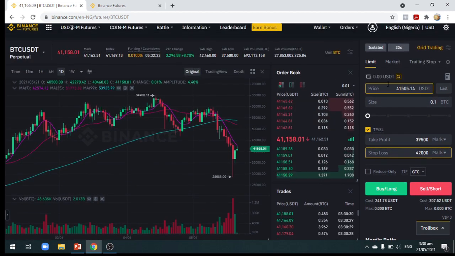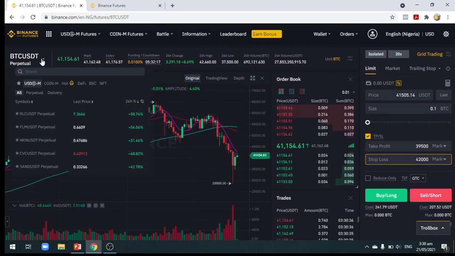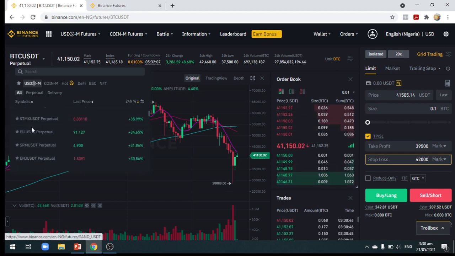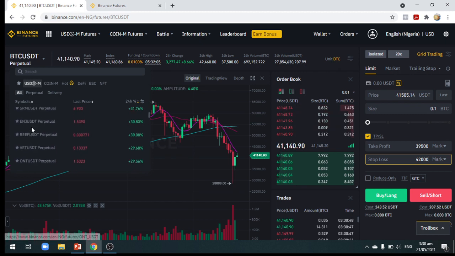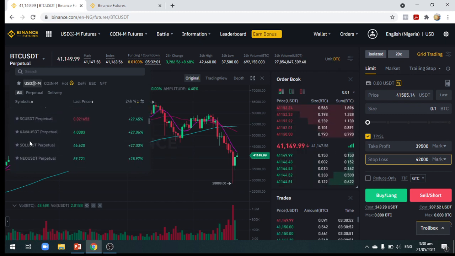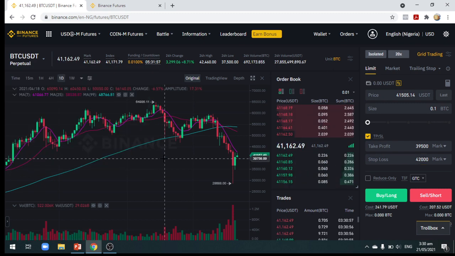And with that, that is basically how to trade futures on Binance. And you can come over here and select the particular asset you want to trade. So these are all the assets you can trade, can take a position on. And once you've seen the particular asset you want to trade, all you have to do is select it, and then you are done with that.